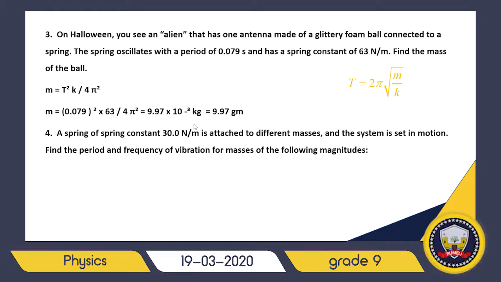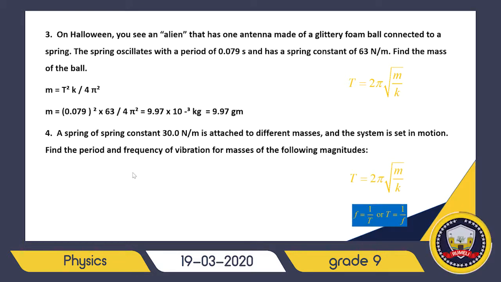Another one. A spring of spring constant 30 Newton per meter is attached to different masses, and the system is set in motion. Find the period and the frequency of vibration for masses of the following magnitudes. Since we are talking about k, spring constant, and masses, we are going to use the same formula for period: T equal to 2 pi square root m over k.